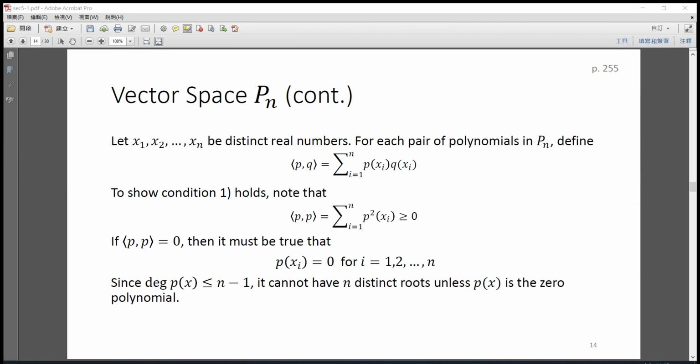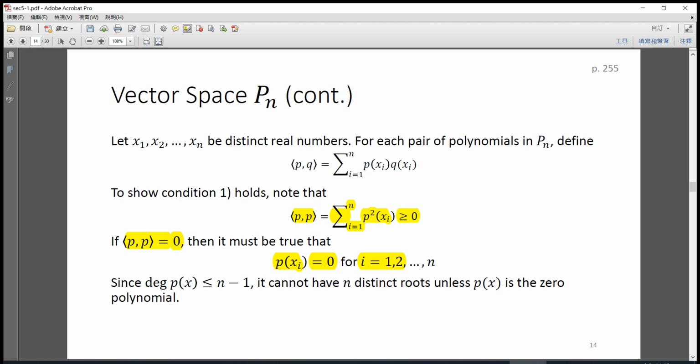Next, we prove the operation satisfies the first property. That is, the inner product of p and itself is greater than or equal to 0, and the equality holds if and only if p is the zero polynomial. To see this, note that the inner product of p and itself equals the summation of p(x_i) times p(x_i), which is the square of p(x_i), and is greater than or equal to 0. The equality holds means each term in the summation must equal 0. Therefore, we have p(x_i) equals 0 for i from 1, 2 up to n.